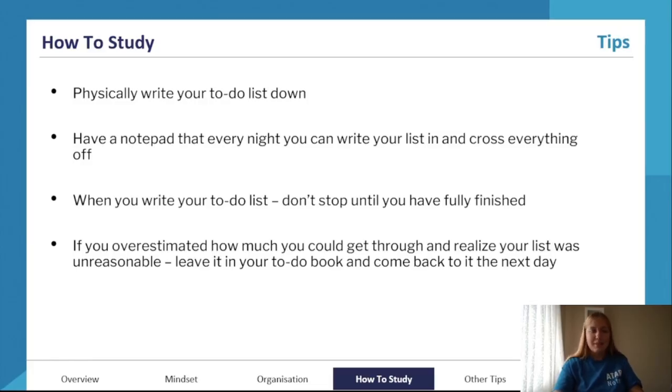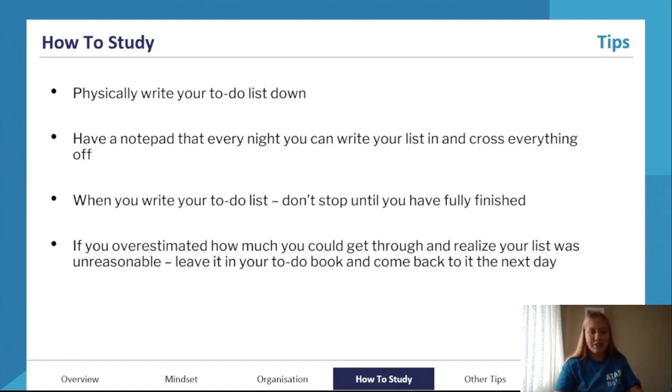So some important tips in here as well, guys. You want to physically write your to-do list down. It's going to make it so much more likely that you will remember it and you will stick to it. Have a notepad that every night you can write your list in and cross or tick everything off, and get that extra bit of motivation and happiness that you've completed all your mini goals.